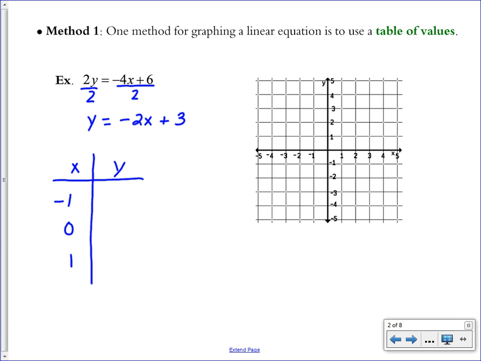I'm going to plug those in for x and determine what my output values are. So when I plug in negative 1, my output is 5. When I plug in 0, the output is 3. When I plug in 1, the output is 1. I'm going to put those 3 points on the graph. Negative 1, 5 is here. 0, 3 is here. And 1, 1 is here. And connect them into a line.